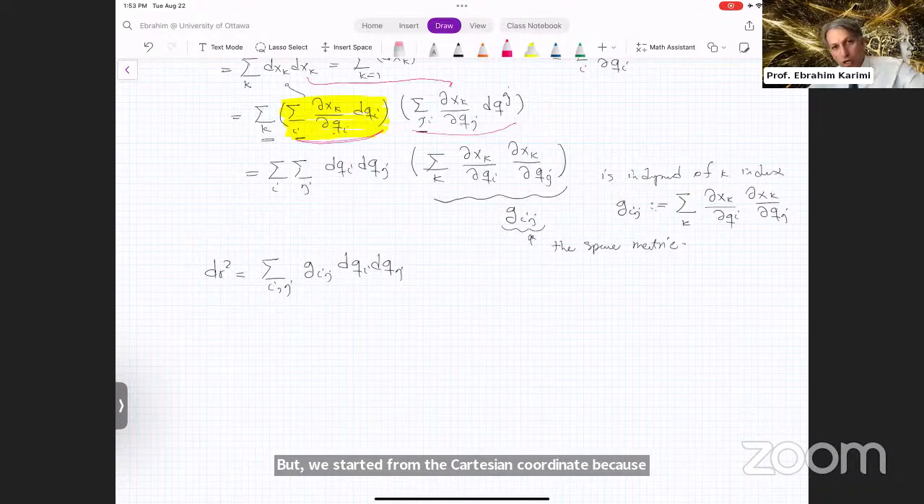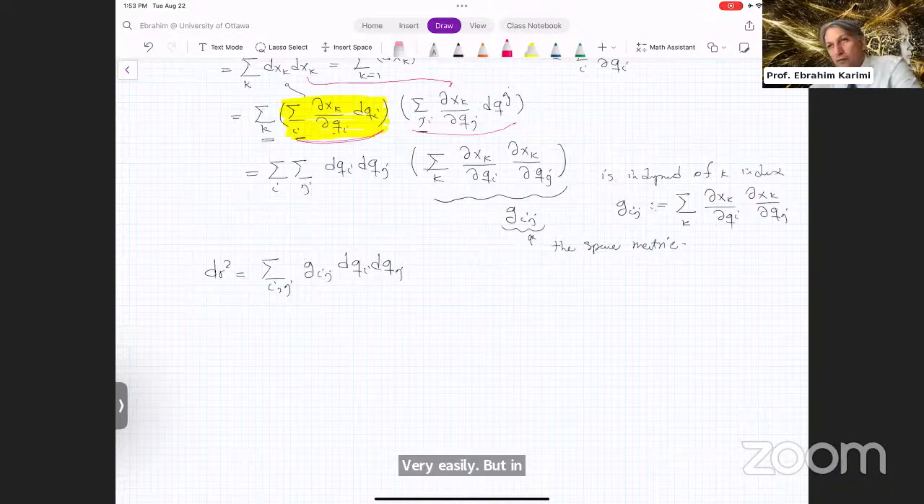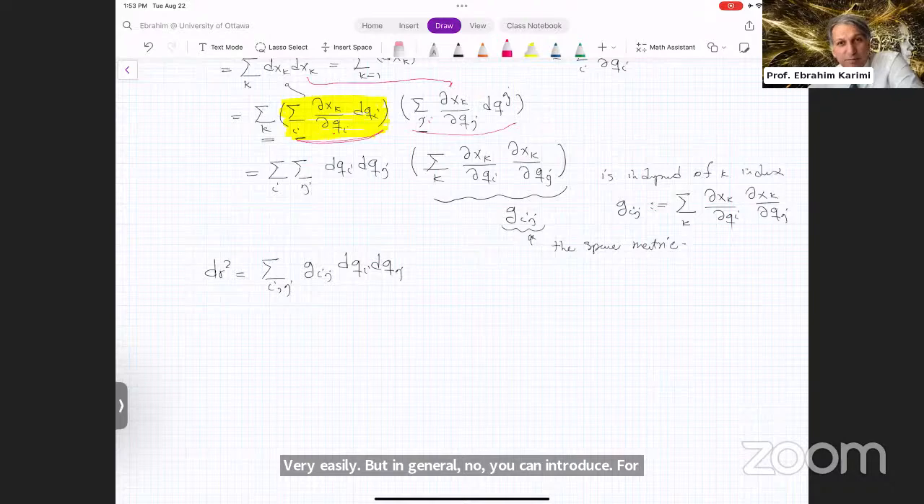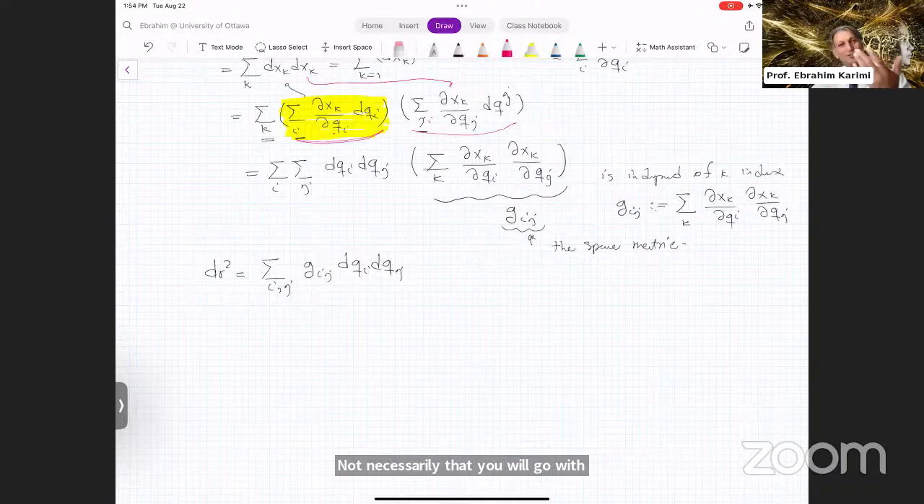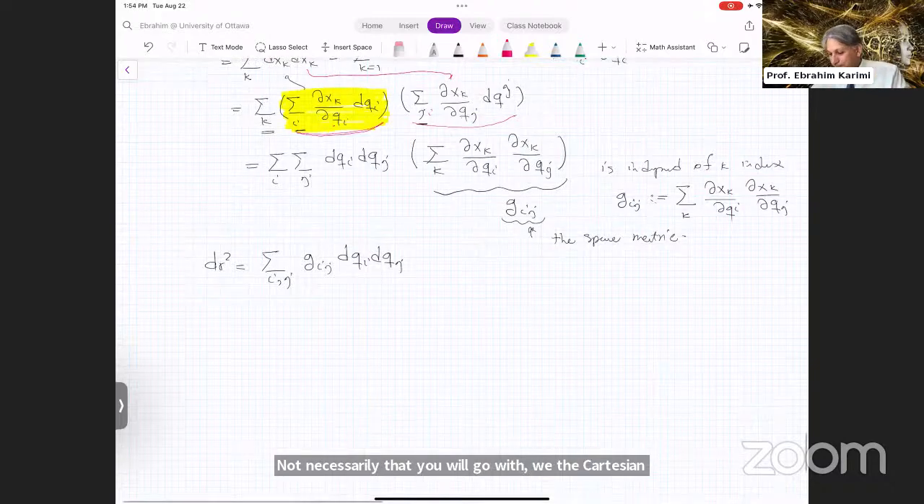But in general, you can even build up your vector space based on special functions, and you can introduce a metric in that space. Not necessarily do you have to go with Cartesian coordinates. It can also be functions, as I say, it is a vector space.